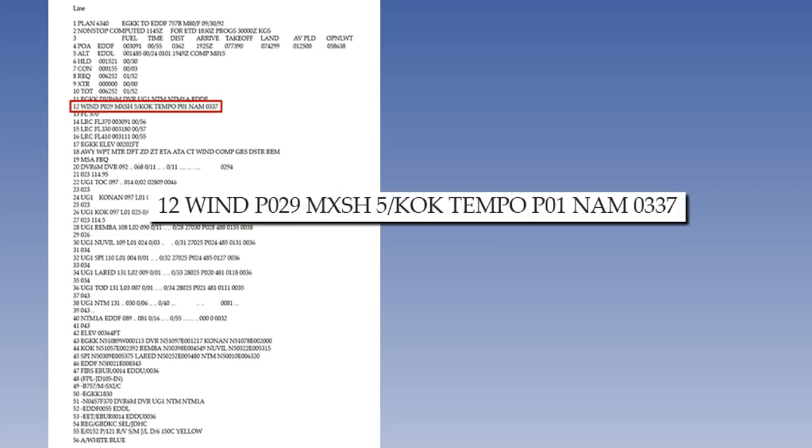Line 12 shows that the average wind component for the route is plus 29 knots, which is a tailwind component of 29 knots. The maximum wind shear is 5 knots per 1,000 feet overhead the KOK VOR. The average temperature is ISA +1, and the total nautical air miles is 337.